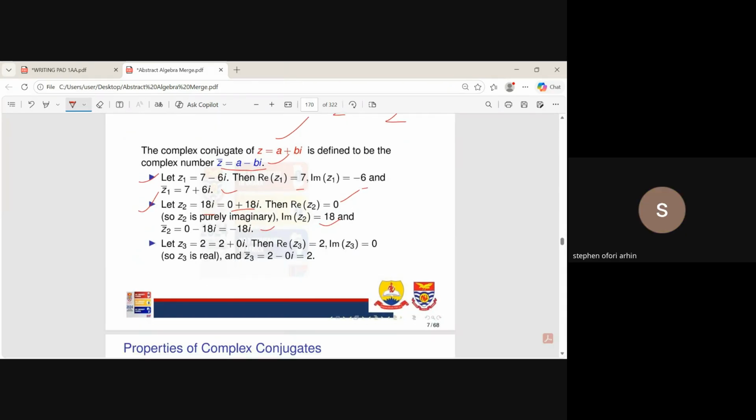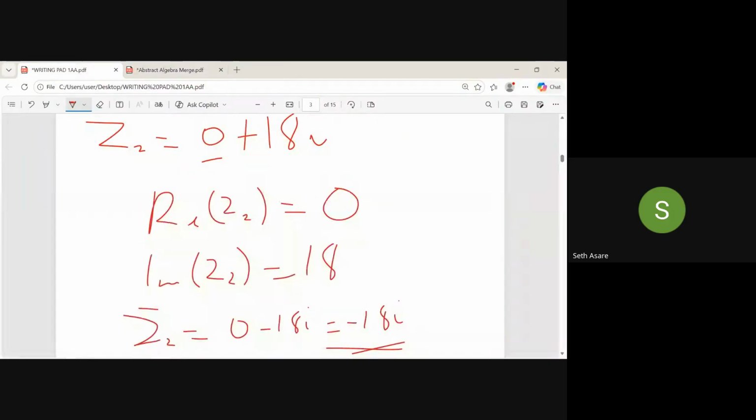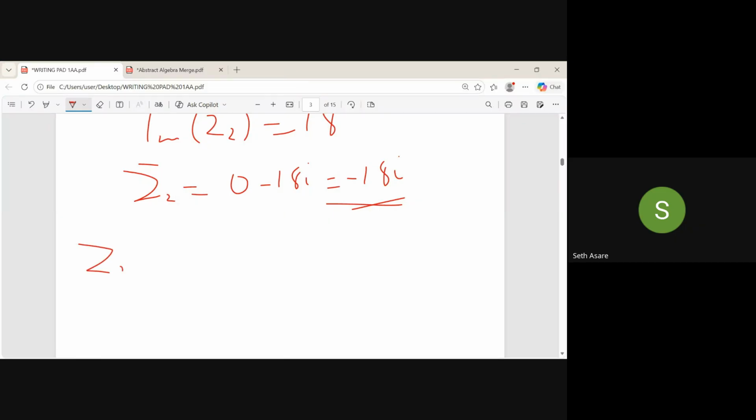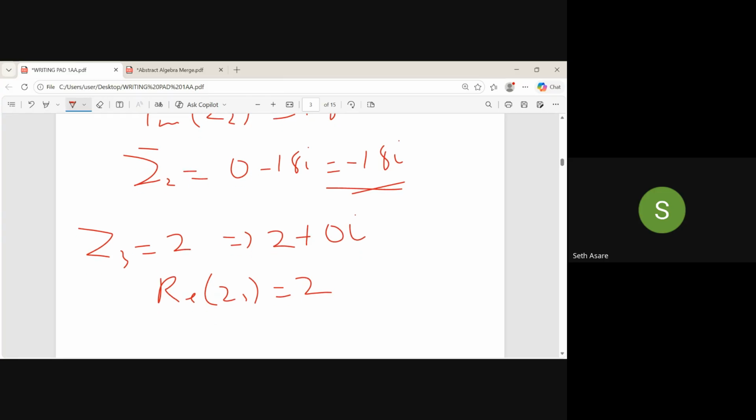Okay. So when we look at the third one, we realize that the complex number Z3 is equal to 2. And this 2 is just saying that it is purely real. So if I have Z3 is equal to 2, I can rewrite this one to be 2 plus 0i. Now, what is the real part? The real part here is 2. What is the imaginary part?